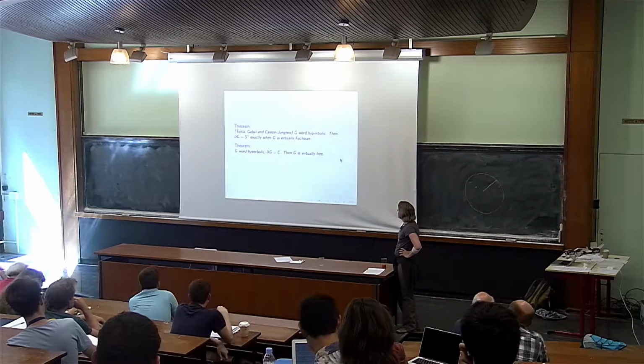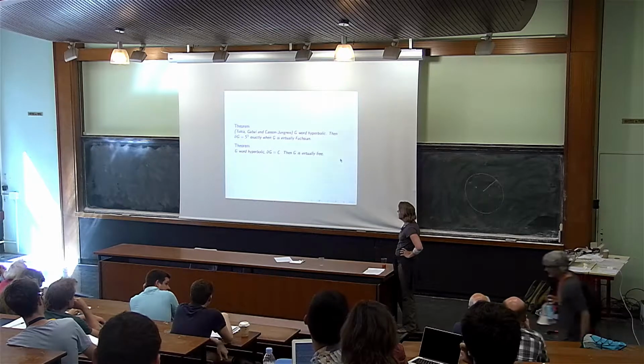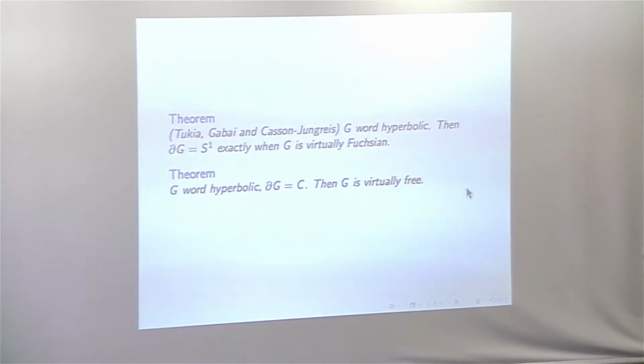So suppose I have a group, so here are some theorems. Gabai and Casson-Jungreis proved that convergence groups are Fuchsian groups, building on work of Tukia. The group acts on its boundary as a convergence group. So if the boundary of my group is S1, I can tell that my group is virtually Fuchsian. Okay, so it's very strong.